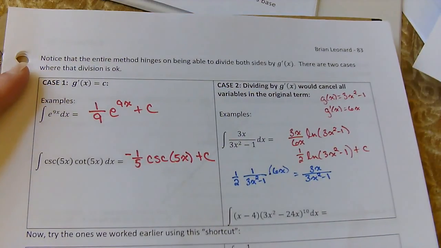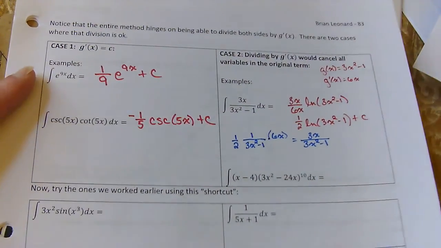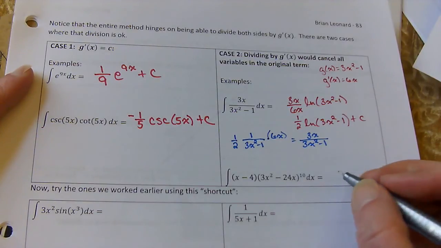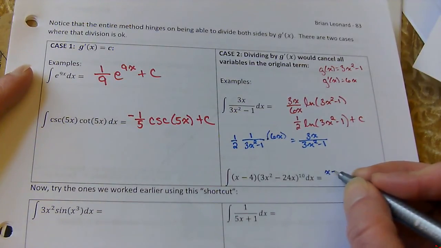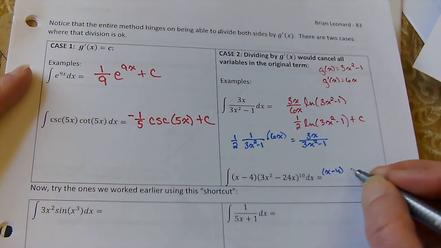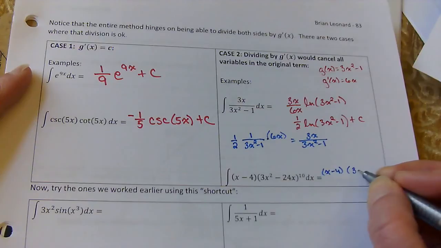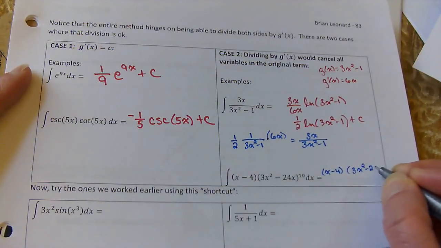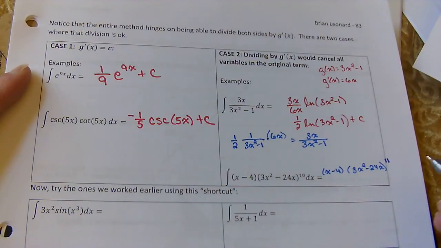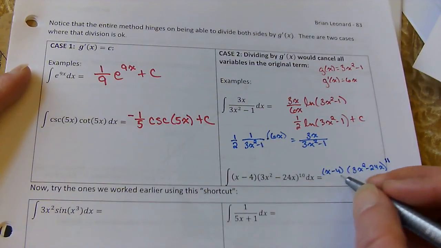What about the next one? Oh, goodness. To the 10th power. Well, that means that my innermost is this one. So let's leave the x minus the 4 there for a second. If I take the antiderivative of that, it's going to be 3x squared minus 24x to the 11th divided by 11.